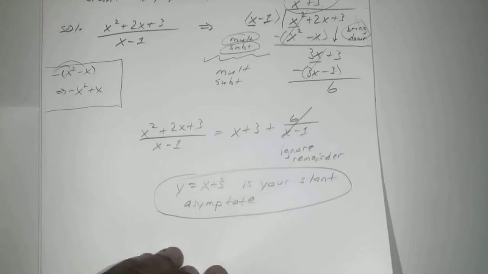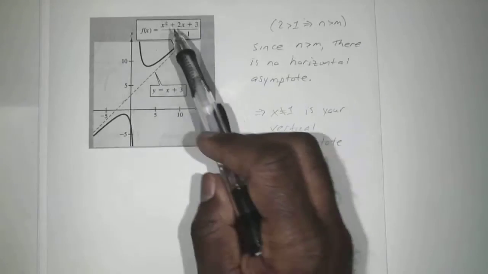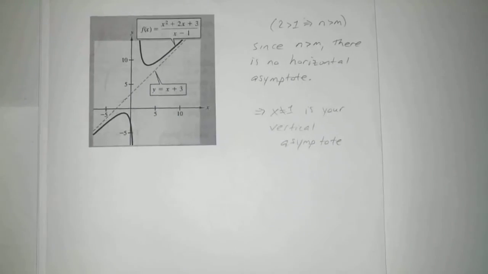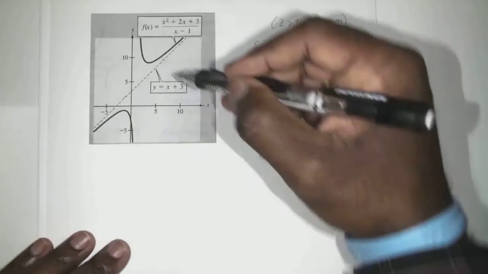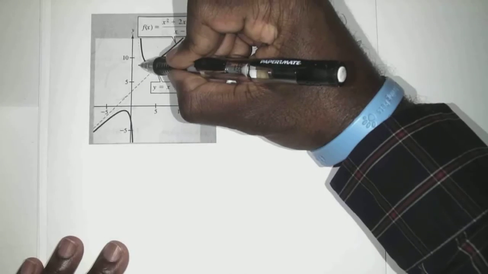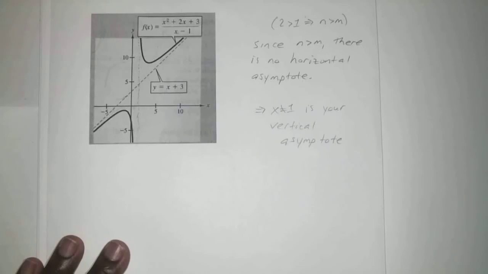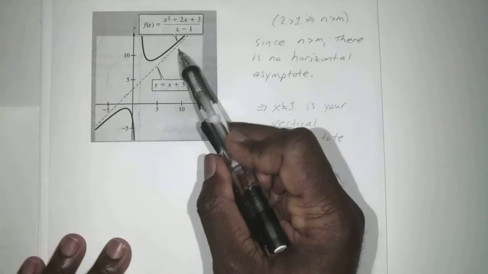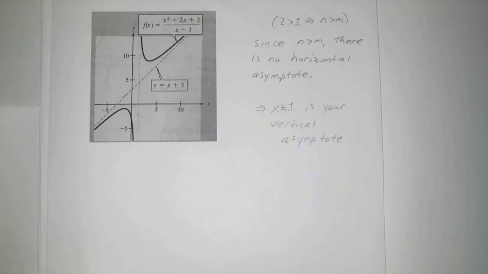Alright, so if we actually looked at the graph, it will look like this. If you notice that our n is bigger than our m, so there's no horizontal asymptote, and x equals 1, remember that's where the denominator is equal to 0, that's our vertical asymptote. So if you look, you'll see that it actually never crosses that vertical line. And this is our slant asymptote, y equals x plus 3. So it'll never cross that graph. Does that make sense? Okay.